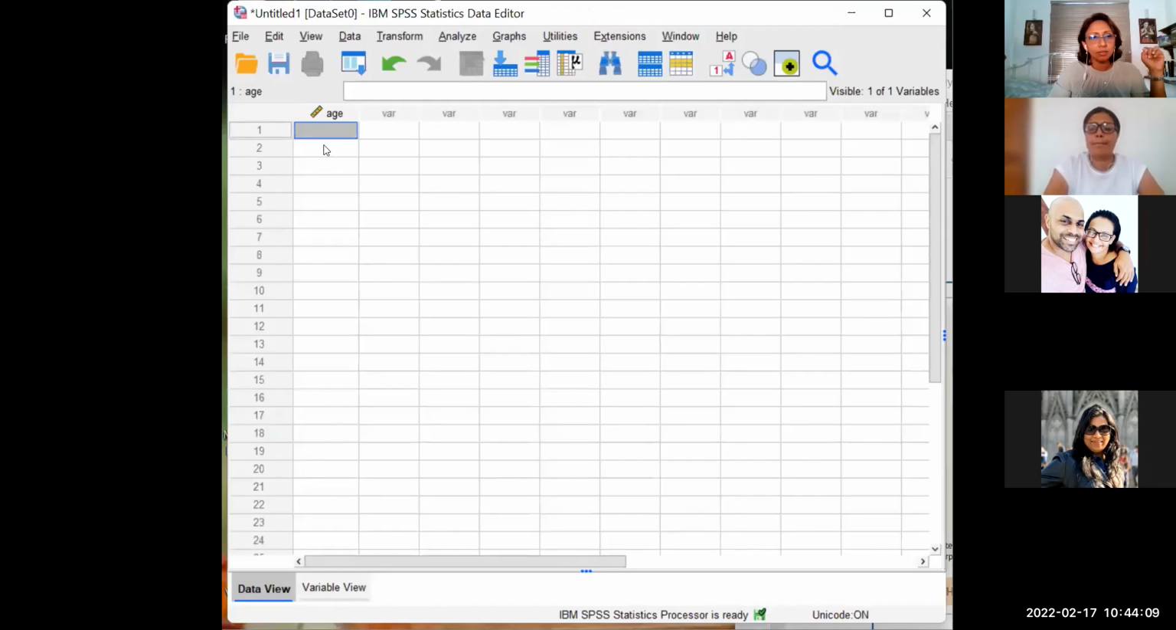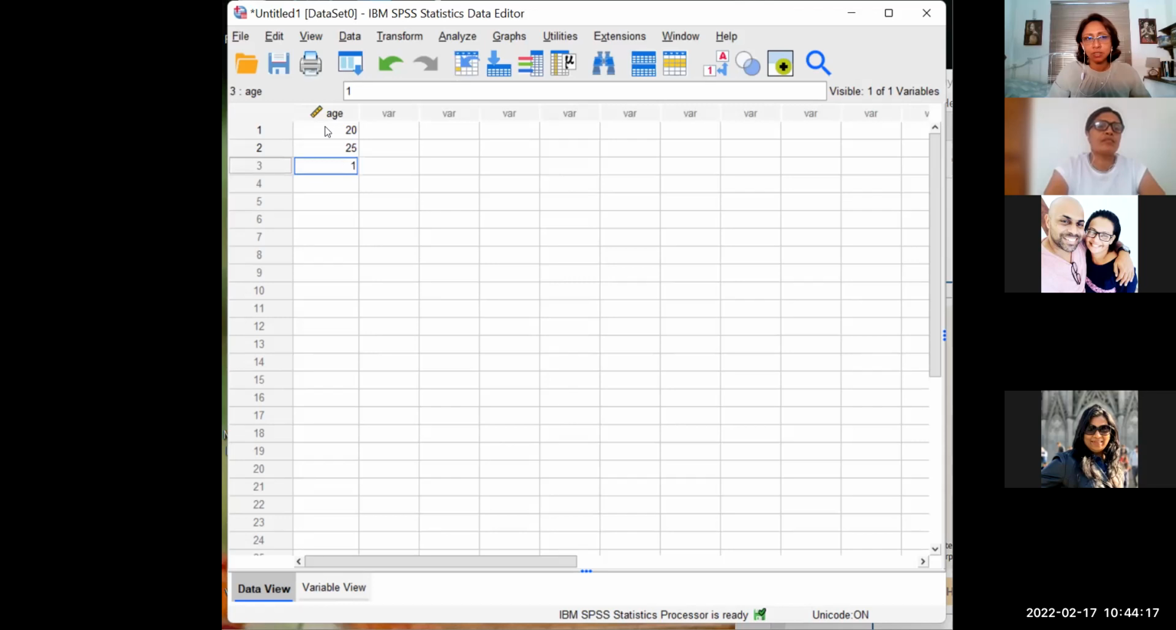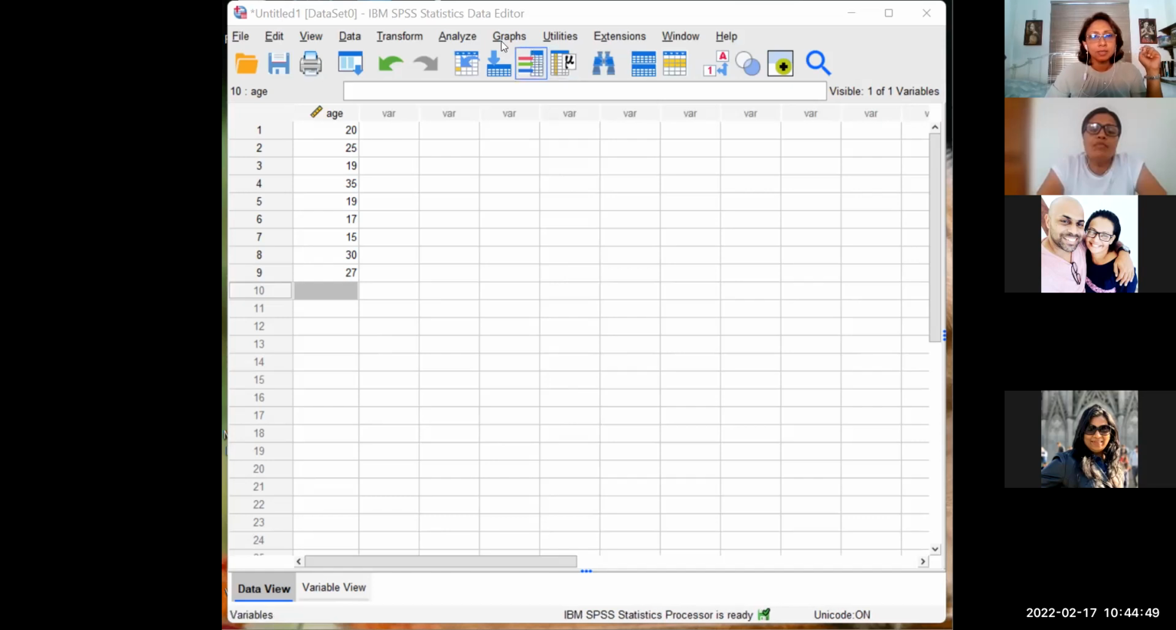Okay, I can see here our data starts with 20, 25. These are the ages of participants. It's in your textbook, the same example we are taking. 35, 19, 17, 15, 30, and 27. So there are 9 participants in this particular study. These are their ages, right? And then your book tells us to do certain things, and we'll go and see what we have to do. The second step is we go to descriptive statistics.